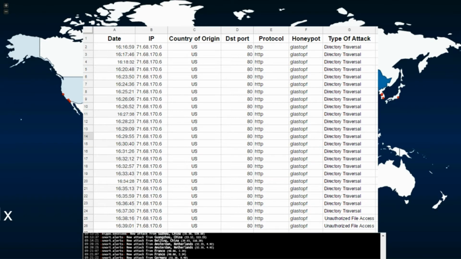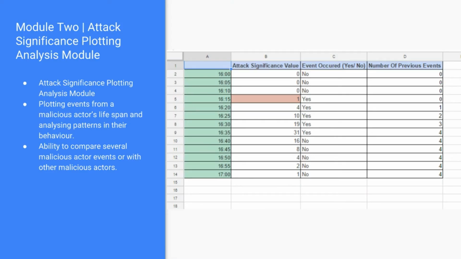So for our first module, module 2, this module looks at attack significance. It looks at how significant an attack is, and it looks at that compared to longevity. It says the longer an attack is, the more significant it is. That's not always the case, but it's a good baseline. So we take that data from the spreadsheet that we just had, and we put it into this new spreadsheet. As I said, this can be done by hand or using a tool, but for today I used a spreadsheet. And we get graphs that look like this.